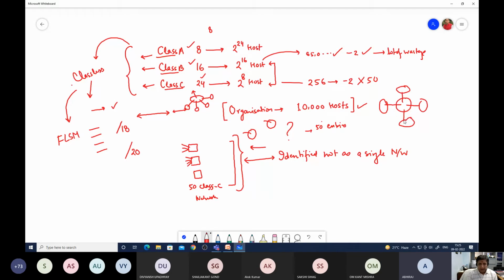Fine. But now, because networks can have different sizes, we need to again do a paradigm shift from fixed length subnet masking to variable length subnet masking. So today's focus is VLSM and CIDR, classless interdomain routing. That's what we are going to see today in detail.